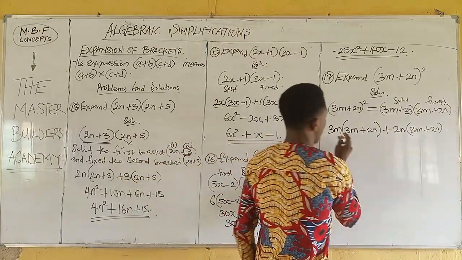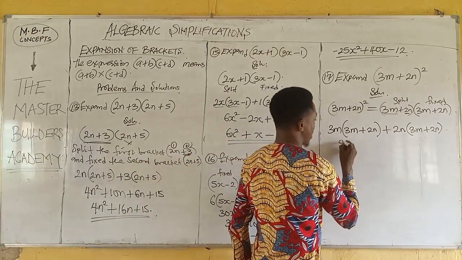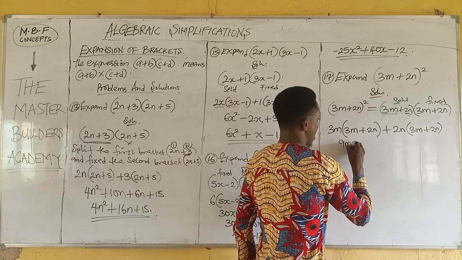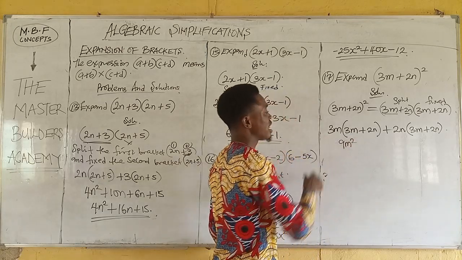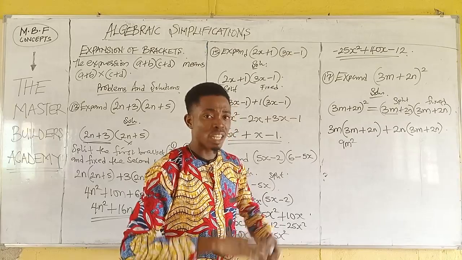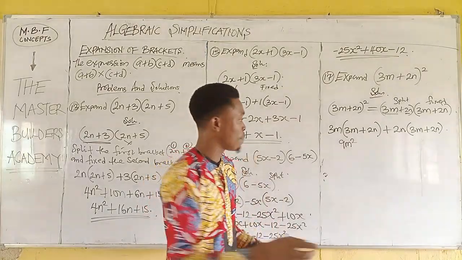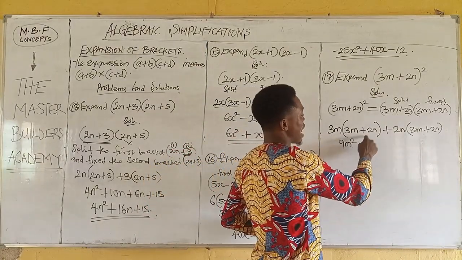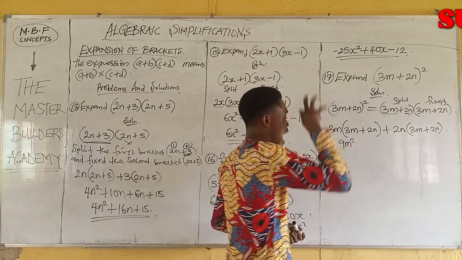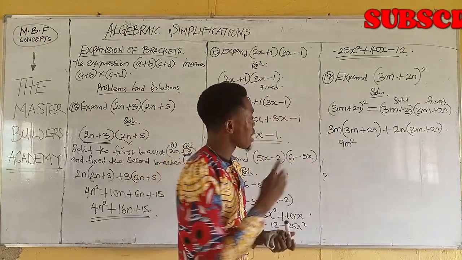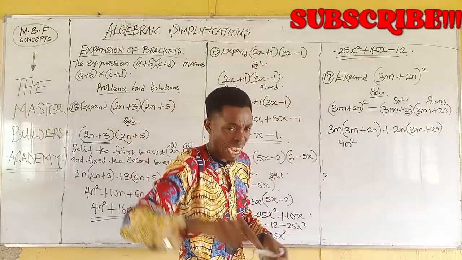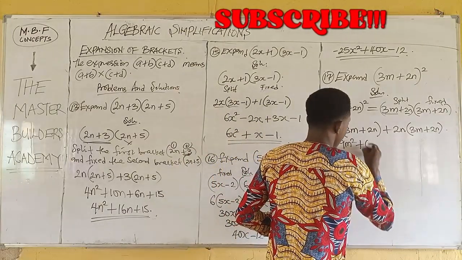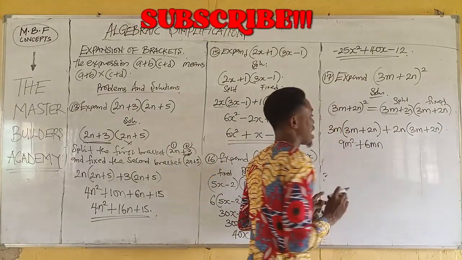So what we need to do now is to multiply. 3 times 3, guys, we have 9, and m times m we have m squared. So therefore 3m times 3m will give us 9m squared. Now 3m times 2n would have given us 6mn. We are done with the first bracket.